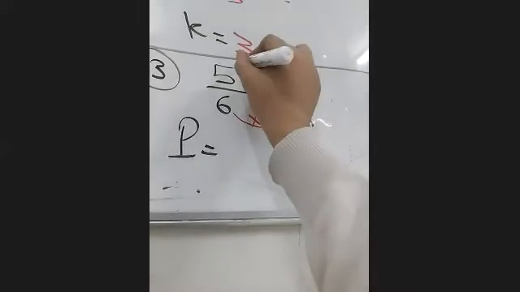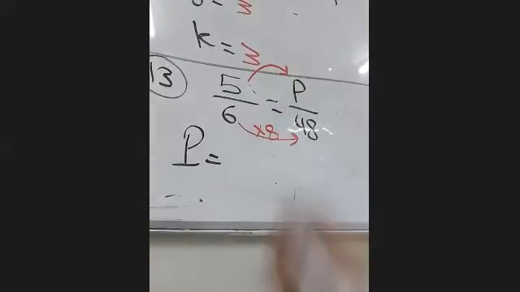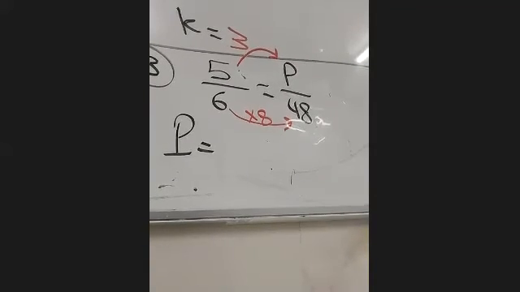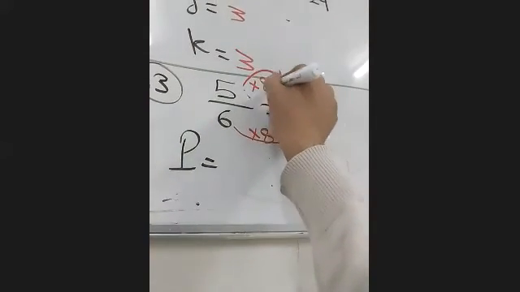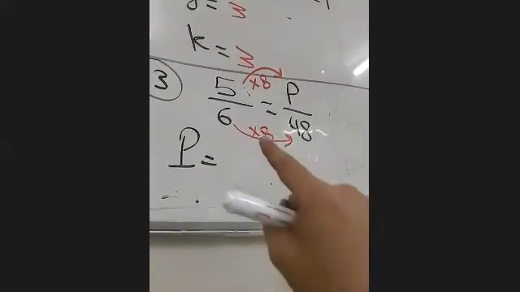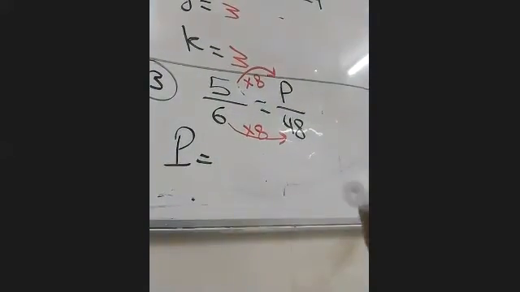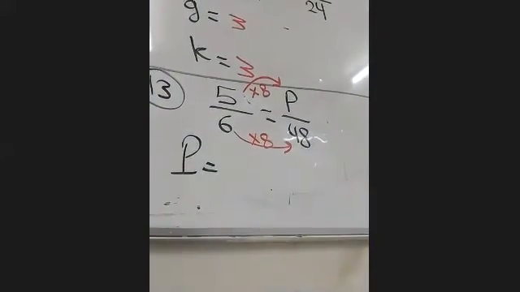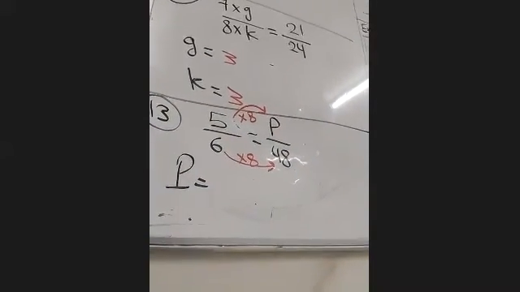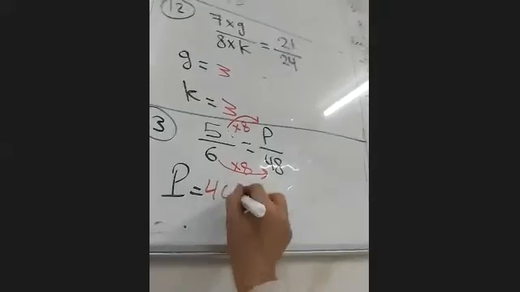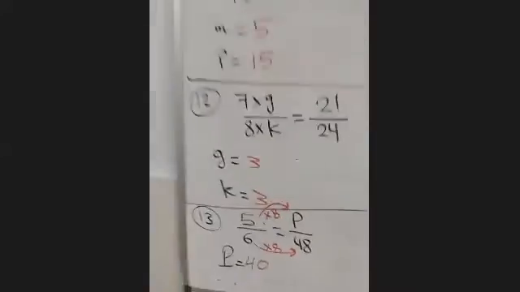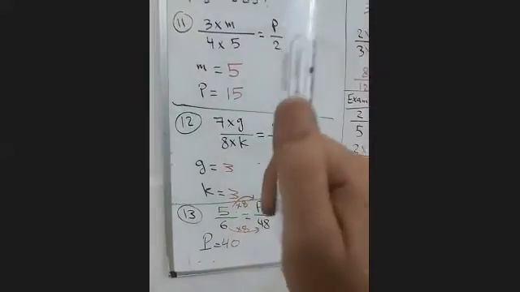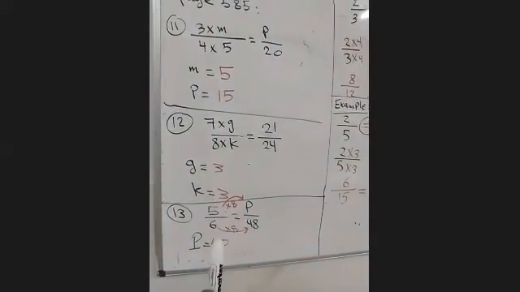What will I do for the 5? 5 multiply 8. I will do the same for the 5. If I multiply down, I need to multiply up the same. 5 multiply 8. How much should P be? 40. So P equals 40. This is question 13.